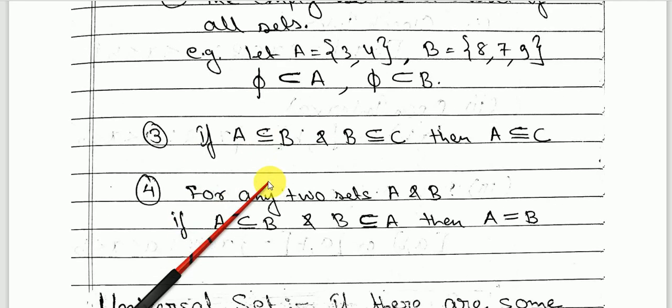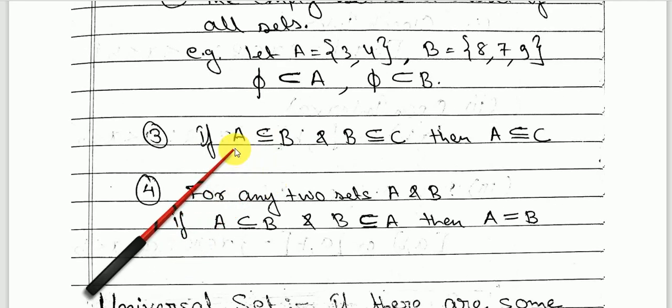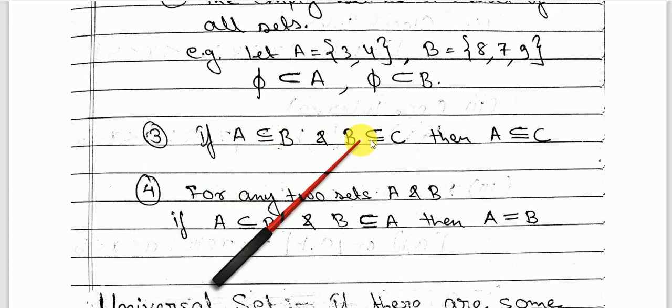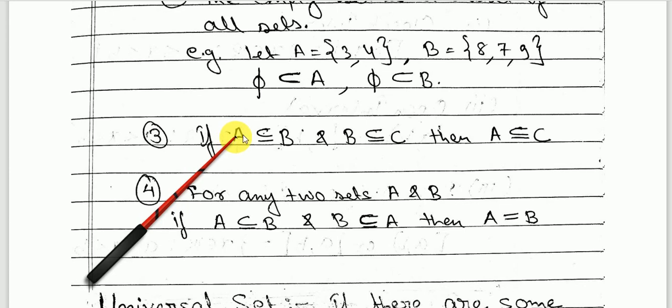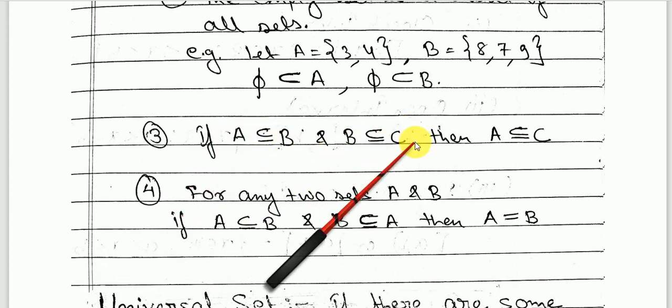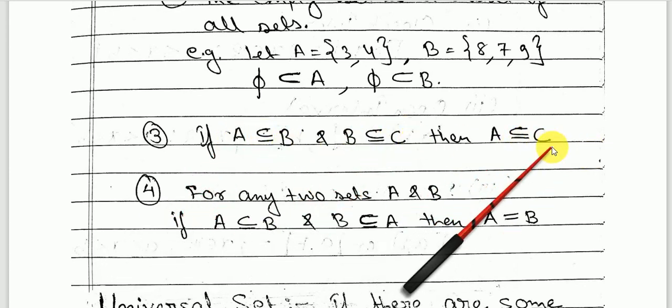Next, if you have something like this, A is a subset of B and B is a subset of C, then in that case A will be a subset of C. That means if A is contained in B and B is contained in C, then A will be contained in C. Next, for any two sets A and B, if A is contained in B and B is contained in A, it implies that A and B are equal.